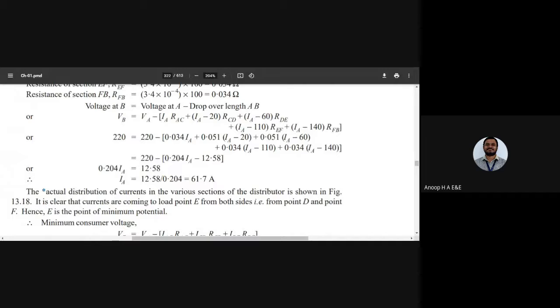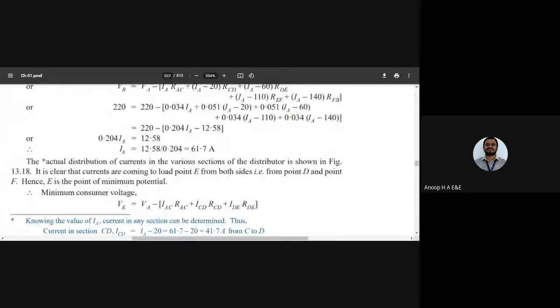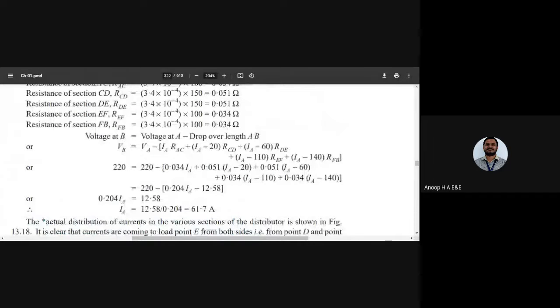I have the minimum potential at B, that is A minus the drop over the length AB. If I take the point A as the first feeding point, I'll be taking the drop over the length. If I want to find out the current IA, always remember the value of current IA will not be negative. So let me start right now.